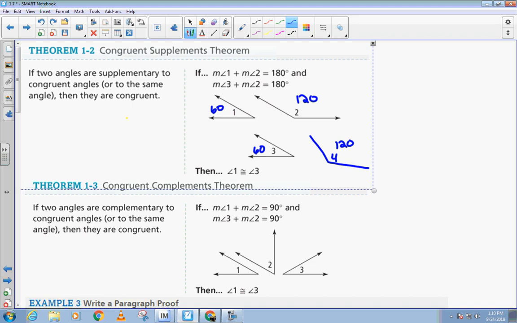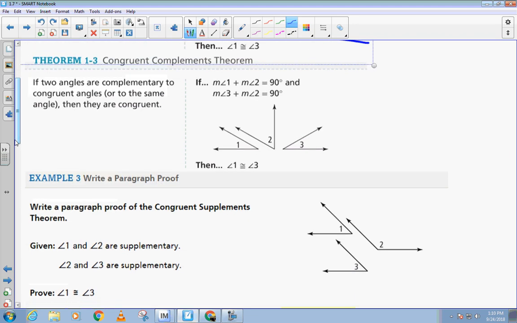The same holds true with the congruent complements theorem. Okay? And basically the same thing. If two angles are complementary to congruent angles or the same angle, then they're congruent. So again, if 1 and 2 are complementary and 3 and 2 are complementary, well, then 1 and 3 are both complementary to 2. That means 1 and 2 added together equal 90, and 3 and 2 added together equal 90. If they're both complementary to 2, then what should be true about 1 and 3? Then they're the same, right? Okay, so congruent complements, congruent supplements.